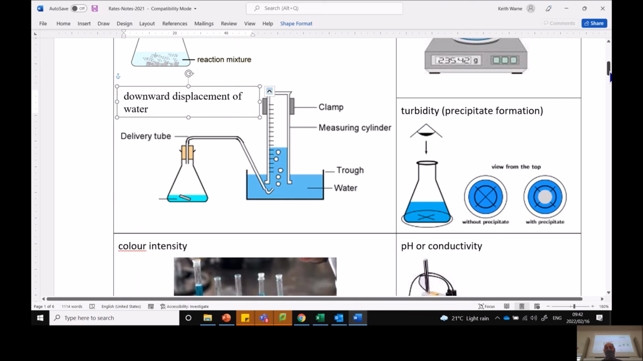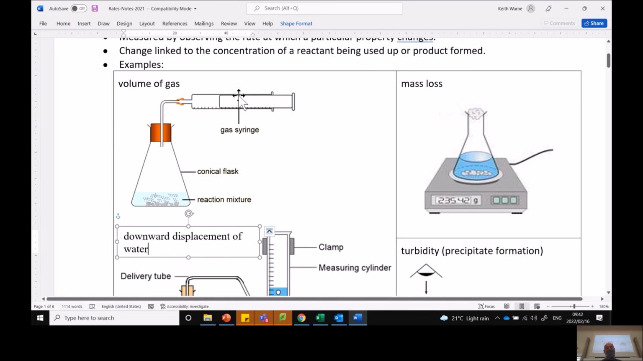But you can just use a gas syringe. That will tell you how fast the gas is coming out as well. So those are just 2 different methods.